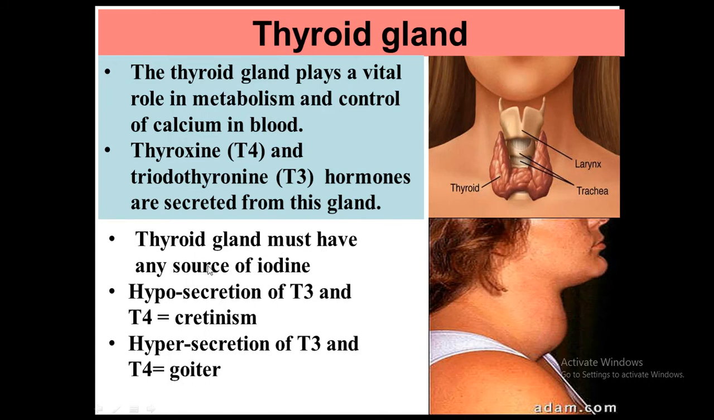The thyroid gland must have a source of iodine. Hyposecretion of T3 and T4 means cretinism. Cretinism occurs with less secretion of T3 and T4 hormones. Cretinism means your body is jerking, your nervous system is affected, your hand is always jerking. Hypersecretion of T3 and T4 is called goiter disease. Your throat will swell up, and this is called goiter, caused by hypersecretion of T3 and T4 hormone.